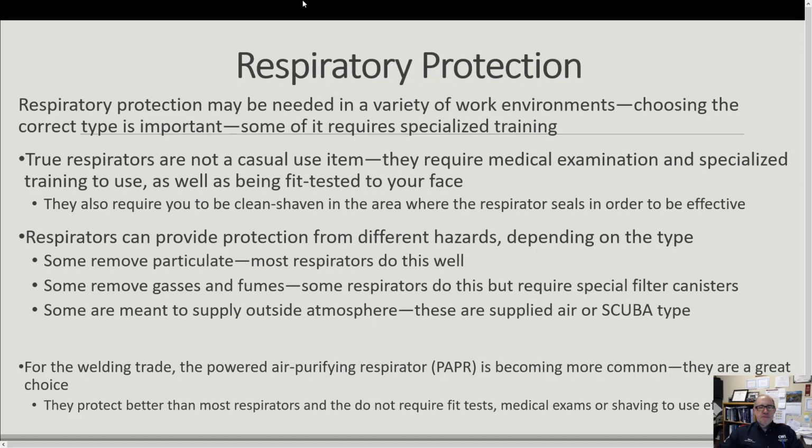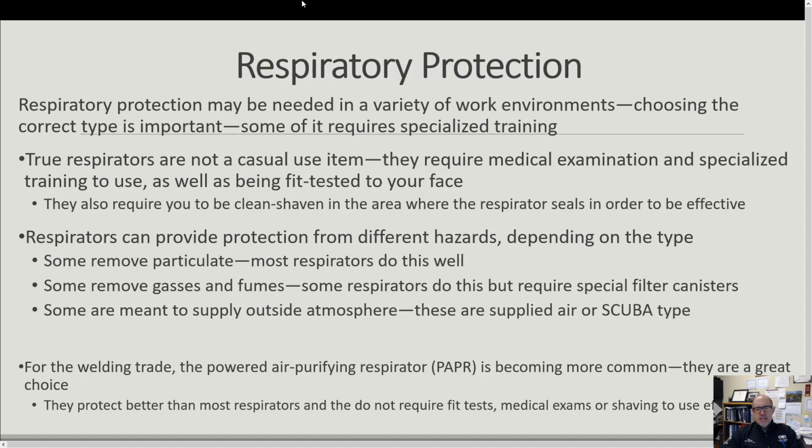Respirators can provide protection from different hazards depending on the type. Some remove particulate. Pretty much all of them do that, and they do it very well. Some will remove gases and fumes. They use special filter canisters for that. And some respirators provide an outside atmosphere, and these are supplied air, scuba type. If you're working in a chemical environment where it can't filter that, they've got to supply clean air into you.